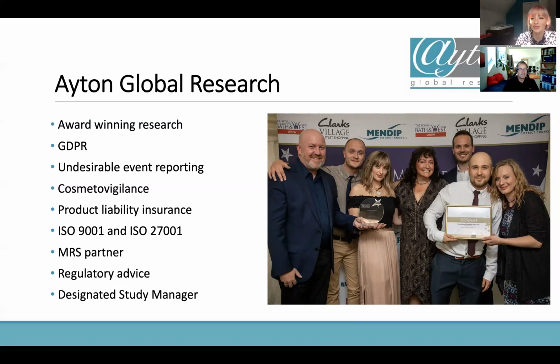So we also have an ISO 27001, which means we're audited on our processes here, which is hugely important when you've got a database of over 600,000 volunteers worldwide. We need to make sure we're protecting their data and keeping it anonymous. We've got undesirable event reporting, which I touched on earlier, and that is obviously compliant with the Cosmetic Vigilance Act. We've also got product liability insurance, which protects our consumers and you and ourselves. If anyone does have a serious undesirable event, everyone is protected.